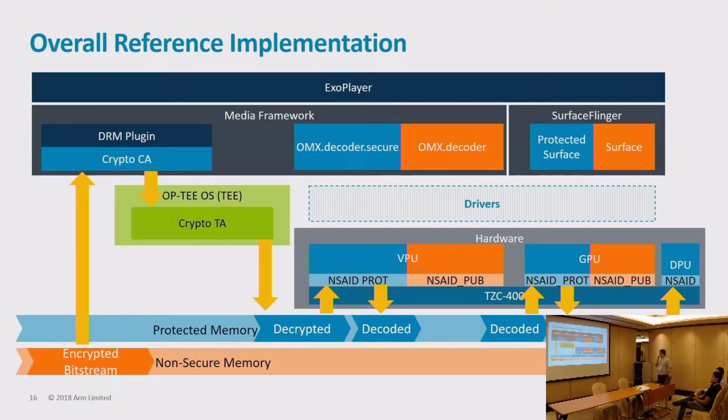So, for the encrypted stream, first it is received in the non-secure memory, as you know, because we have network things, TCP/IP, everything in the non-secure world. And then the crypto CA calls the crypto TA to decrypt it, and puts the decrypted result in the particular memory. And then the VPU accesses the memory with the NSID protected, to put the decoded result into the decoded memory, and the GPU accesses the decoded memory, and the DPU finally displays it on the device.